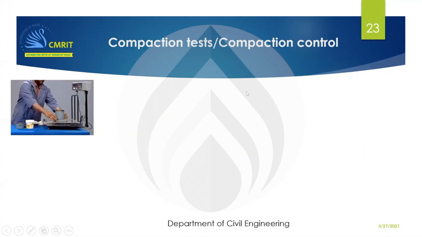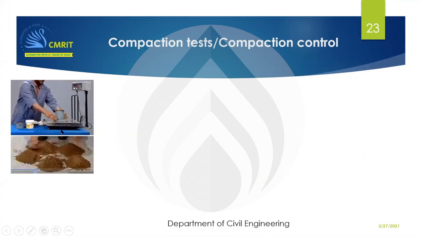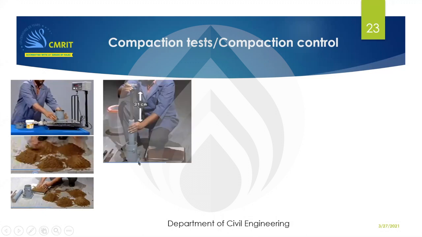So these are some of the screenshots on how to do that test. So this is a mold. We divide the sample into 3 layers or 5 layers, as I told you, and we try to fill it in the mold, and there is a collar also. We try to compact it like this.